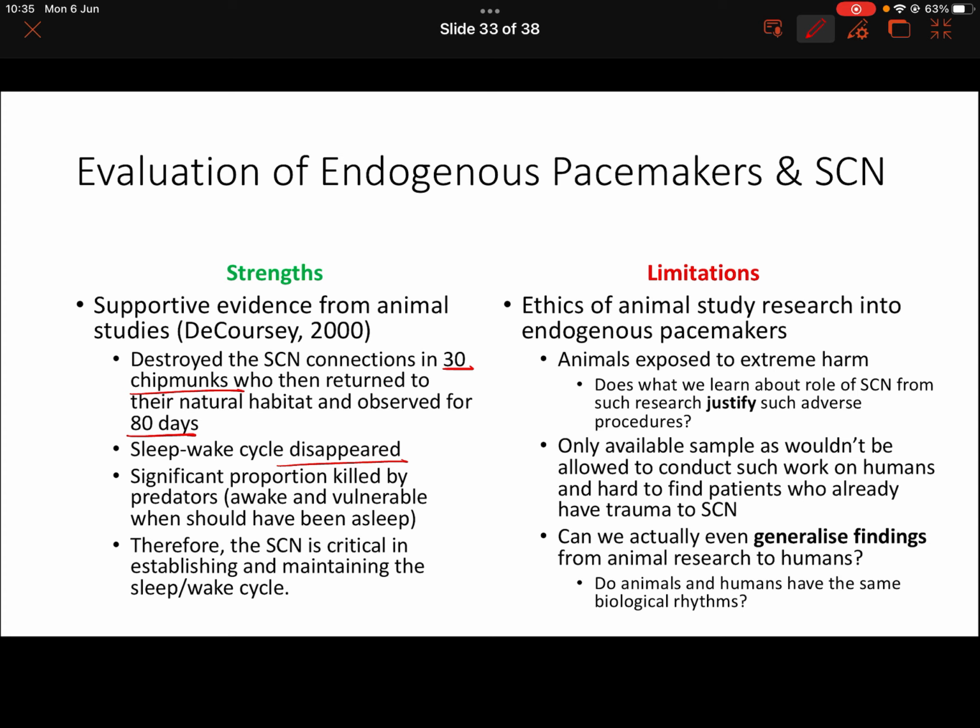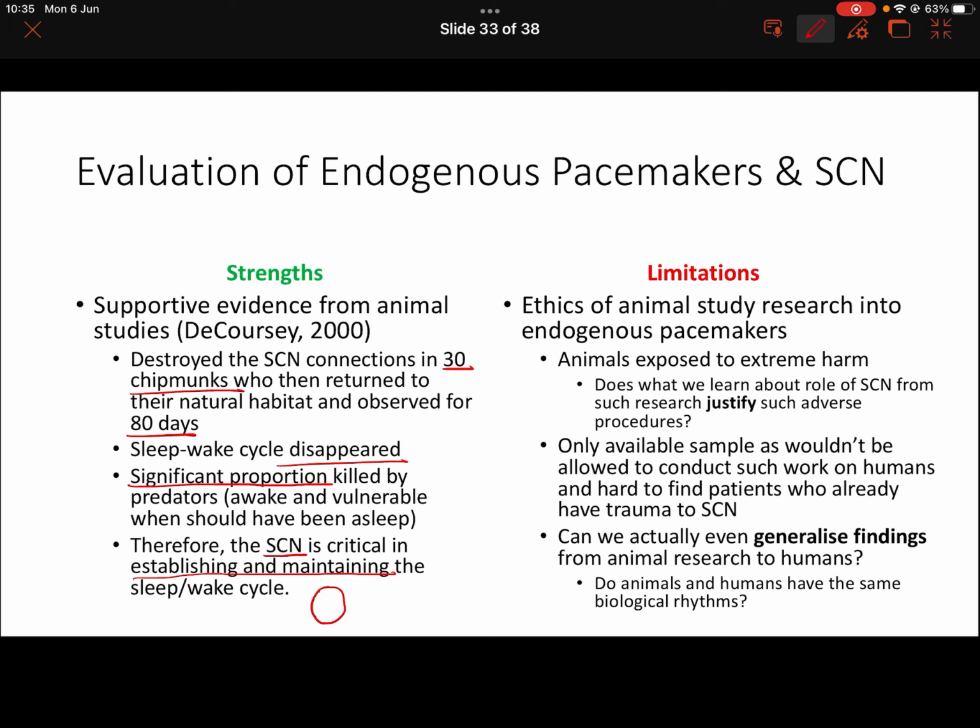By the end of the study, a significant portion of these chipmunks had been killed by predators, presumably because they were awake and vulnerable to attack when they should have been asleep. So that shows us that the SCN is absolutely critical in establishing and maintaining this sleep-wake cycle.